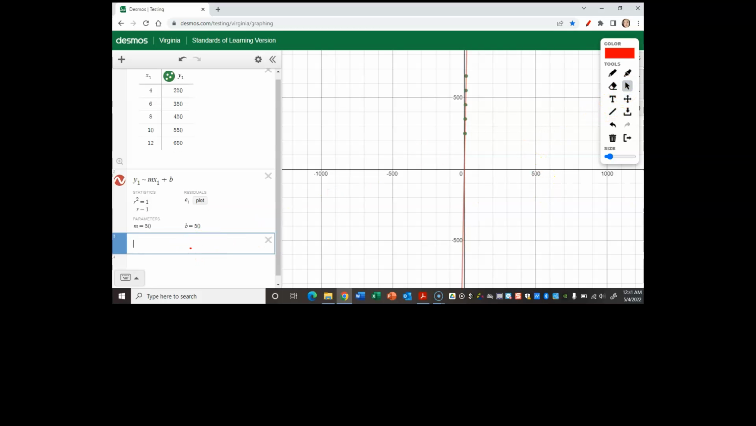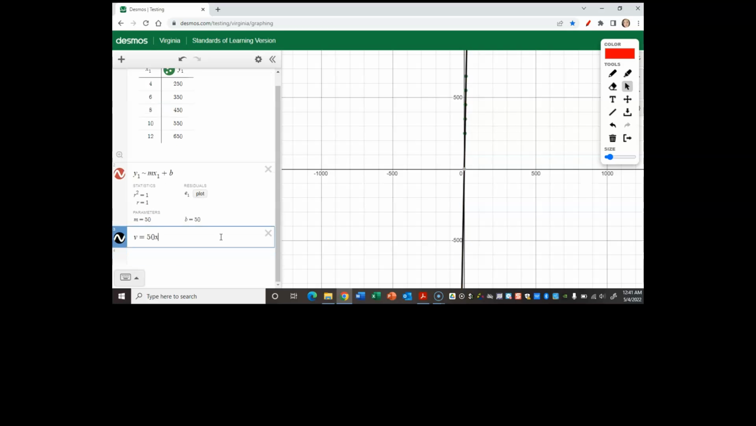When you write the equation, you're going to write it like this: y equals mx plus b, 50x plus 50. So you can see there's a line of best fit. When you type to get this line and get this information, you have to use y1, x1, and then this curve. But when you write the final answer, it's just going to be y equals mx plus b format. And where did I get the m and the b? It's right here on the bottom right.